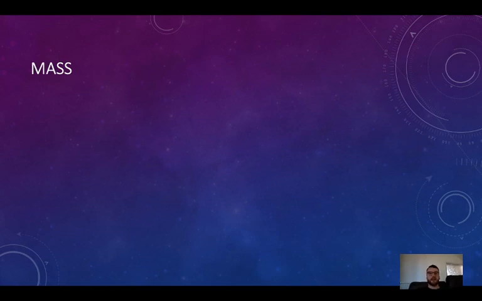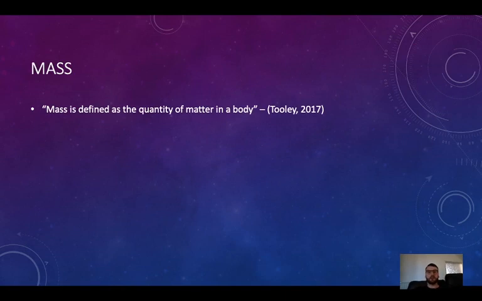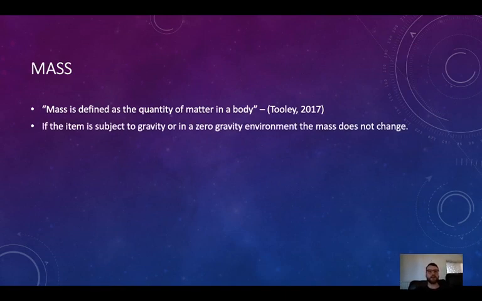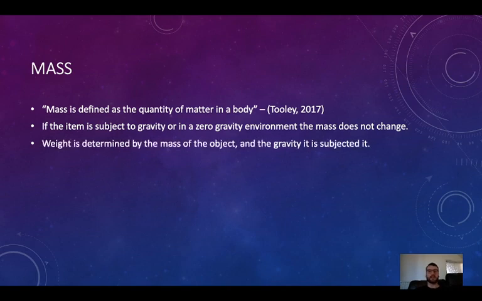So moving on to mass. Mass is defined as the quantity of matter in a body. So if an item is subject to gravity or in a zero gravity environment, the mass does not change. Weight is determined by the mass of the object and the gravity it is subjected to. So the weight of something is when it is in a gravitational environment.